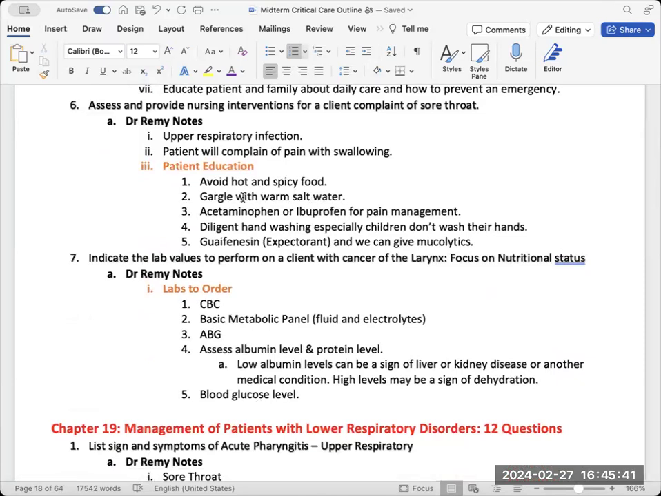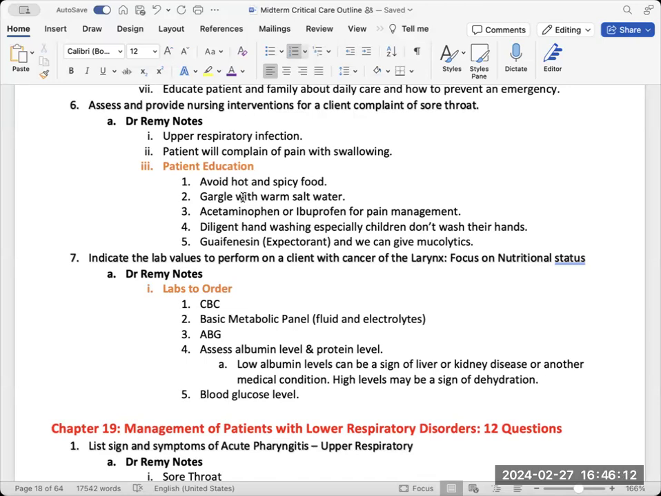Okay. So the next question is to assess and provide nursing interventions for a client complaining of a sore throat. So we know that sore throat, right? They're going to have pain, right? They're going to complain of pain and it's going to be all red. And a lot of us have definitely experienced a sore throat in our life. So we want to prevent giving them hot or spicy foods. We can gargle with warm salt water. Like I said, also ice collars is another thing that they can put on.